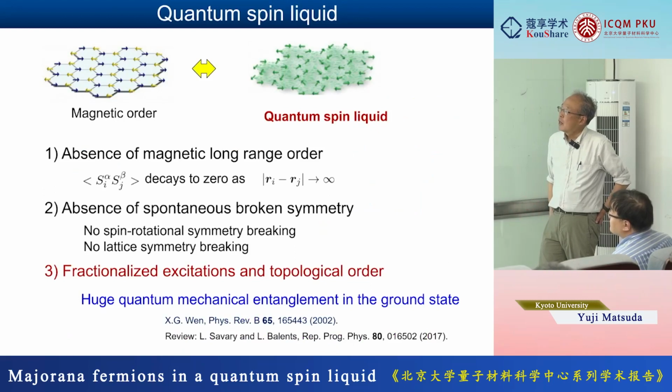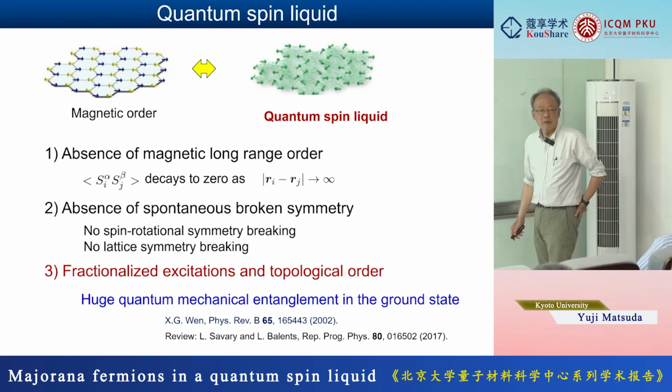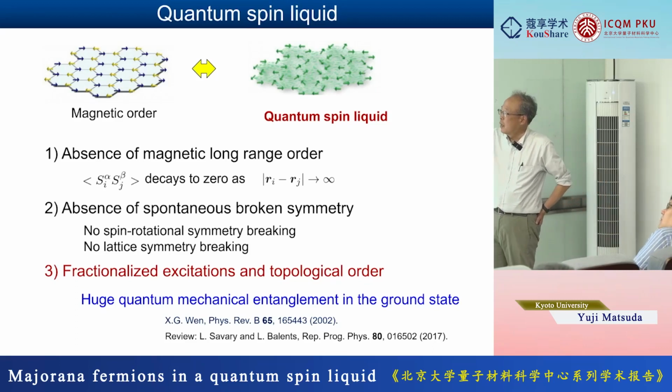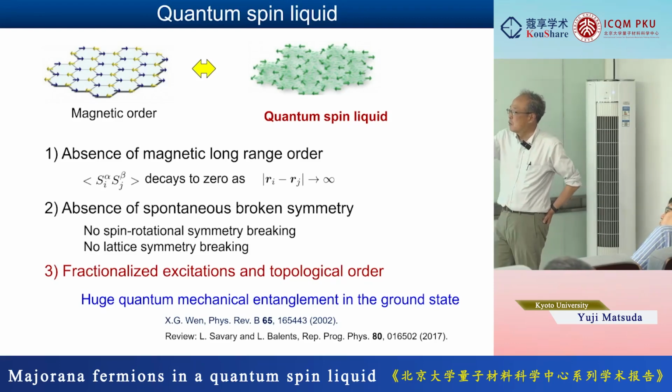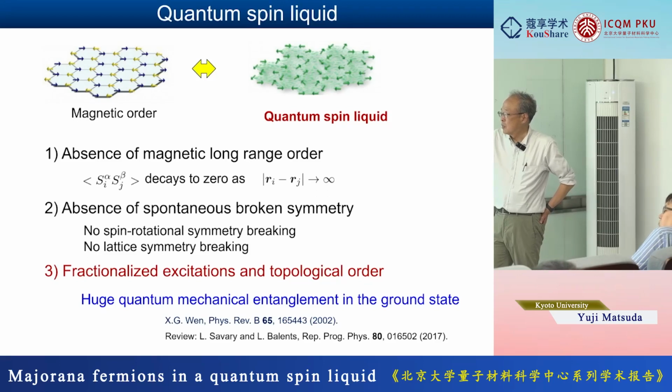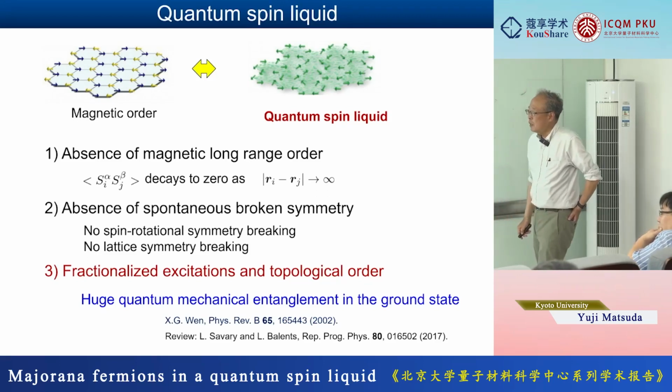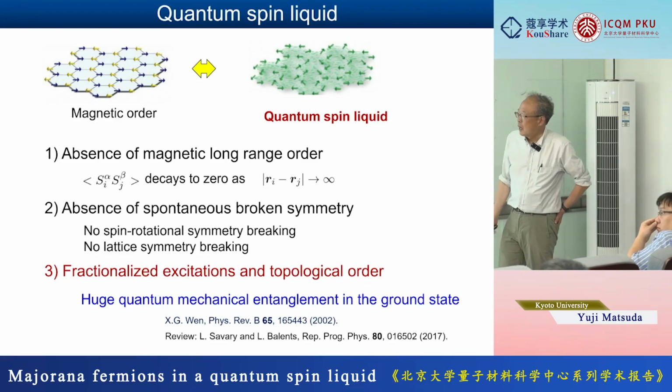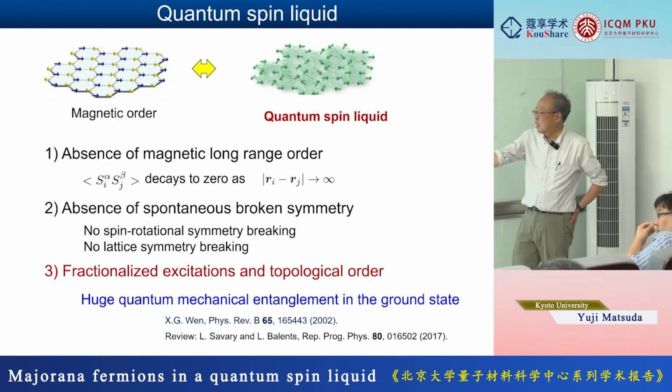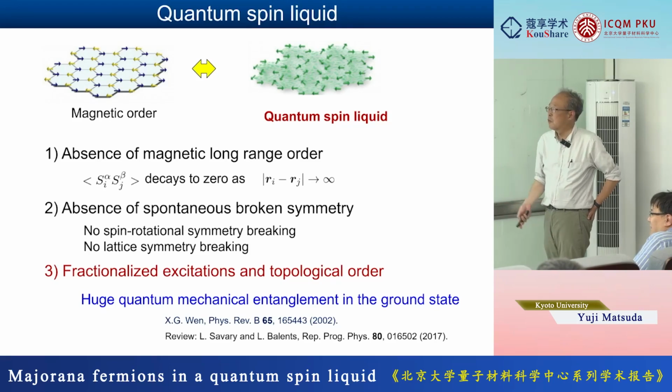There are three important requirements for the quantum spin liquid. First is the absence of magnetic long-range order. Actually, the correlation function decays to 0 as the distance goes to infinity. Second is the absence of any simple spontaneous broken symmetries, such as spin rotational symmetry or lattice symmetries. Very recently, an important concept has come into play. It is fractionalized excitations and topological order. They appear as a result of huge quantum mechanical entanglement in the ground state. This is a really new important concept of quantum spin liquid.